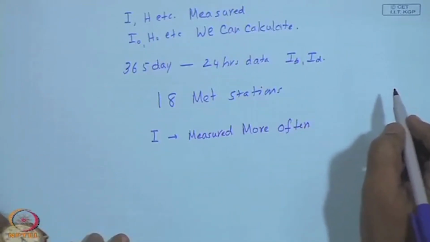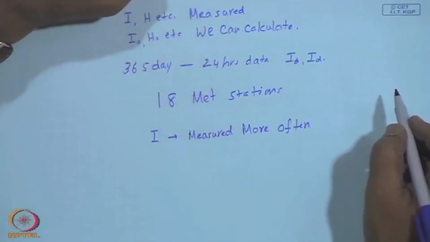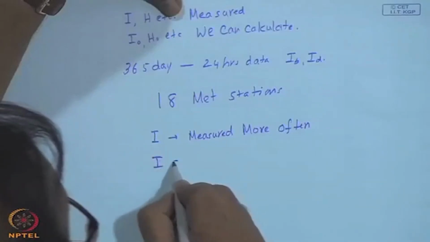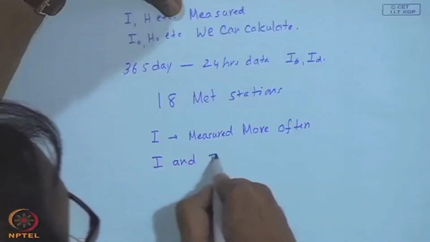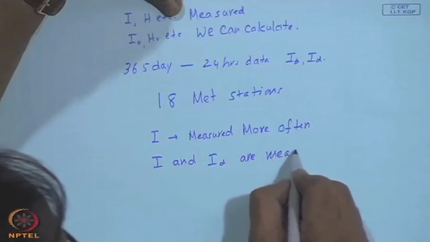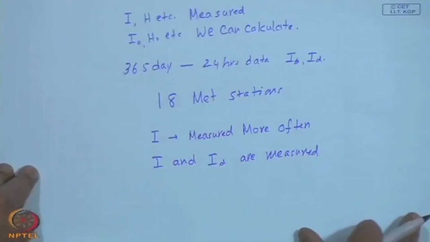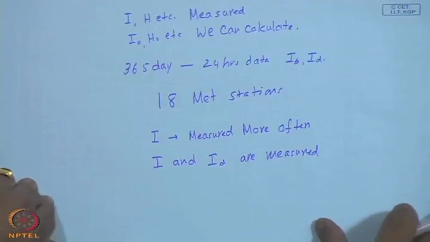Because to measure I_B, you have to go through tracking the sun and integrating the intensity values, because you have to be pointing the instrument, whereas I and I_D are measured. So that the difference is I_B, and you are not really worried about it.